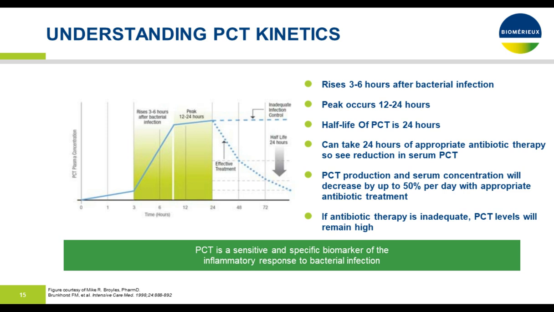Procalcitonin production and serum concentrations will decrease by 50% per day with appropriate antibiotic treatment. If your second procalcitonin level does not decrease by 50%, or if it remains the same or increases, then you have to double check your antimicrobial regimen and make sure it's appropriate, or maybe search for a different source of infection that you may be missing. And if antibiotic therapy is inadequate, again, procalcitonin levels will remain high.